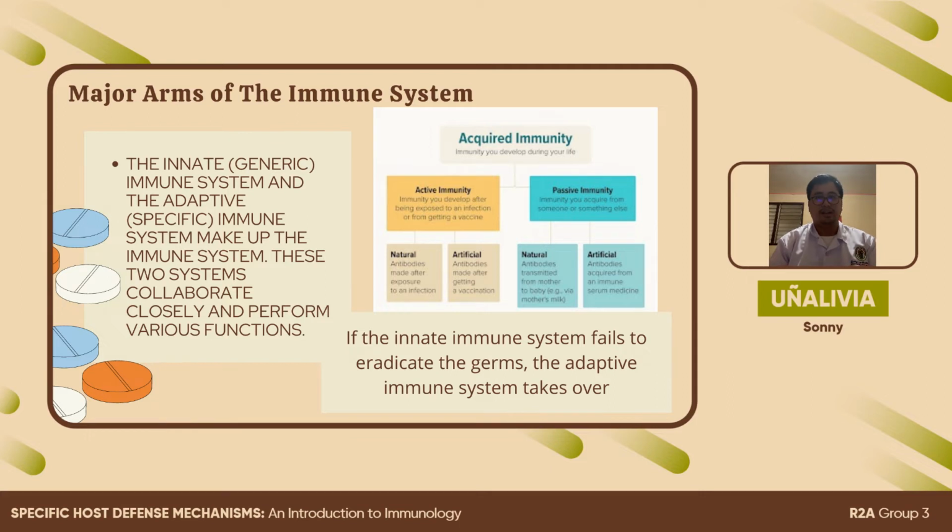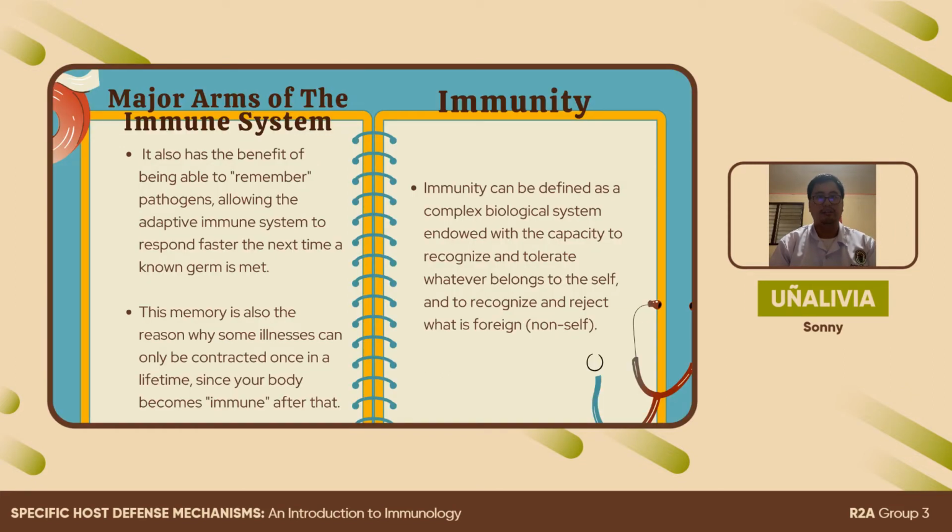And how? It targets the exact type of germ that is causing the sickness. In order for the system to do so, however, it must first detect the germ. This implies it takes longer to respond than the innate immune system, but it is more accurate once it does. It also has the benefit of being able to remember or recognize pathogens, allowing the adaptive immune system to respond faster the next time a known germ is met.